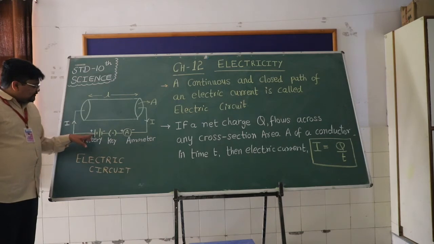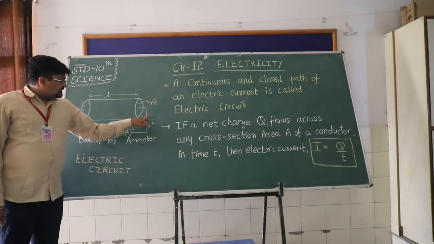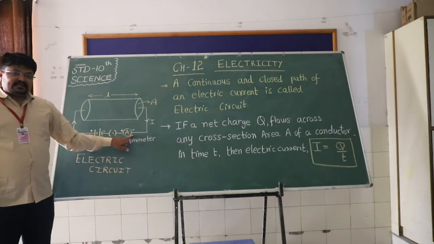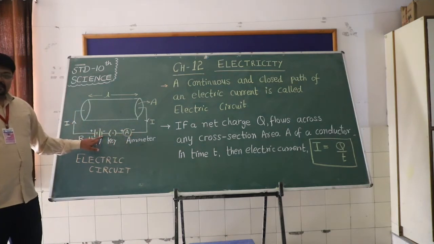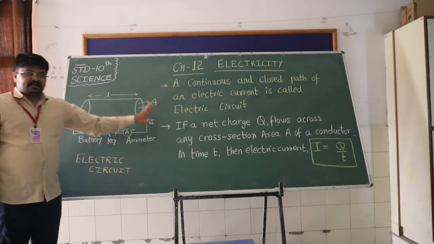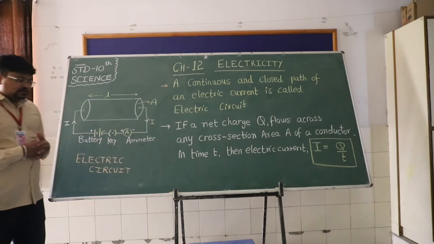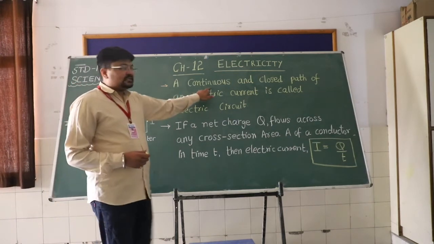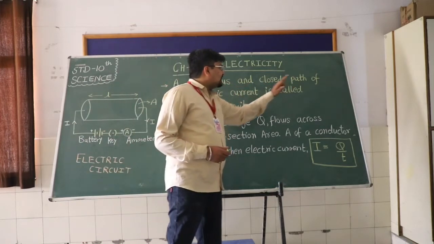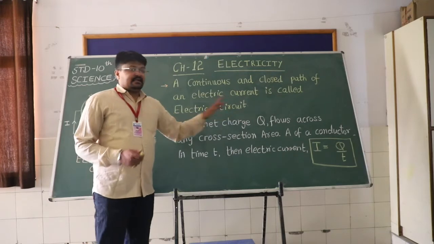So we connect the positive terminal of the battery to a conducting wire, which in return is connected with an ammeter, a plug key, and the negative terminal of the battery. So this is your schematic diagram. This schematic diagram is known as an electric circuit. So according to your textbook, what is an electric circuit? A continuous and closed path of an electric current is called an electric circuit.